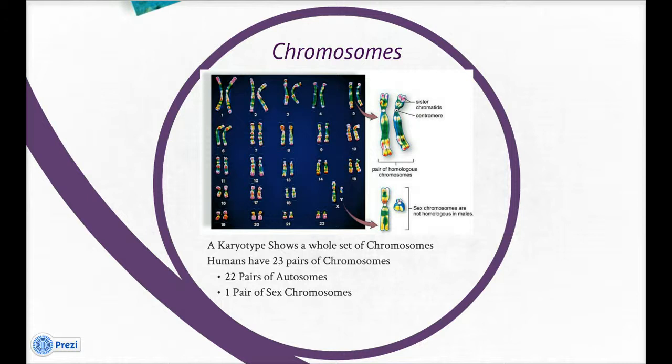In the figure here, you can see a human karyotype. A karyotype is essentially a picture of all of the chromosomes in a cell before it divides. Of course, they don't naturally line up like this. They've been stained and organized into pairs to create the karyotype.